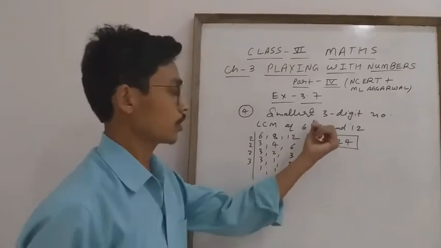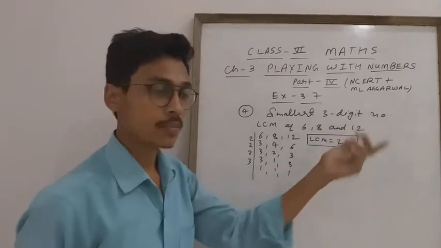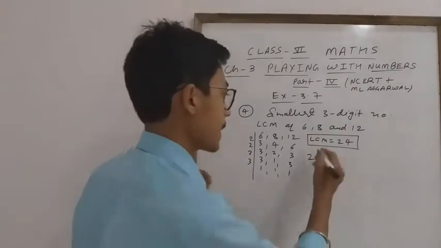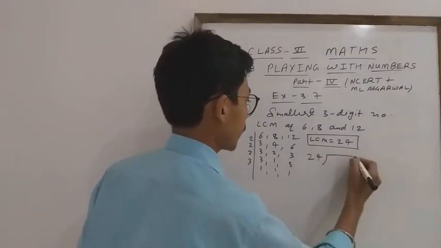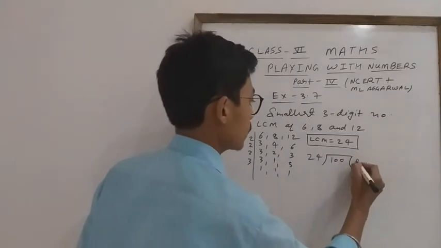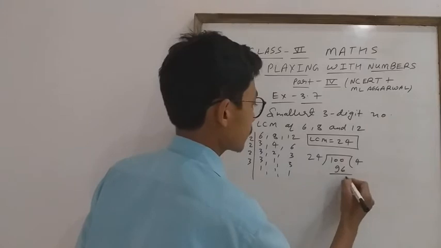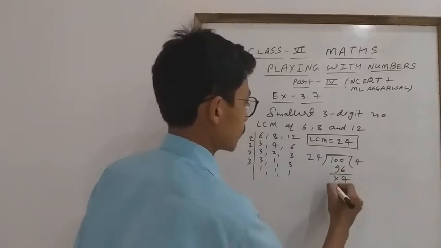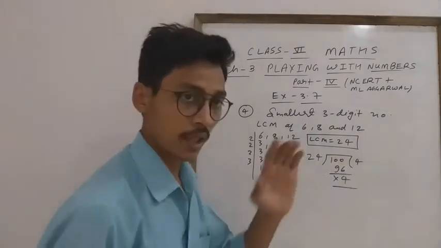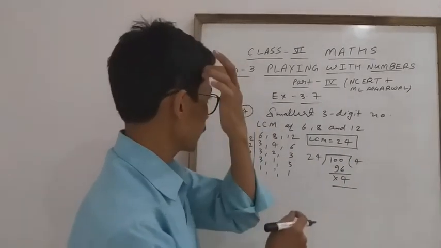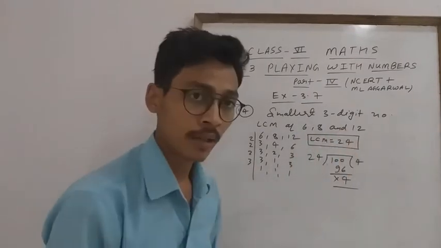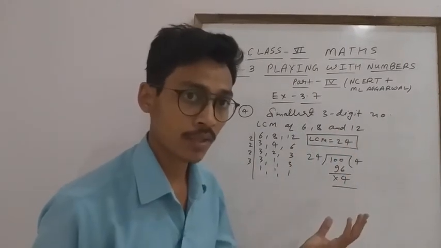This is the LCM, student. First step this is. Now you know that the smallest 3-digit number is 100. So what you will do, student, you will divide 100 by the LCM. 24 fours are 96, 10 minus 6 is 4. So student, what is the conclusion of this? 100 is the smallest 3-digit number, but we have to find the smallest 3-digit number which is divisible by 6, 8 and 12. So 100 is not the possible number.